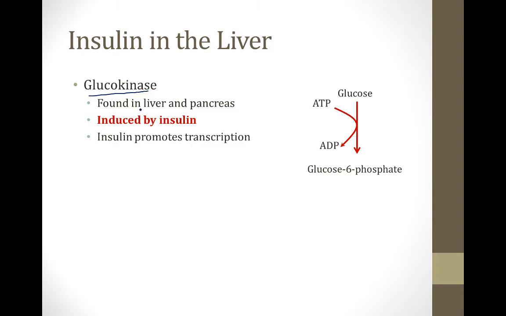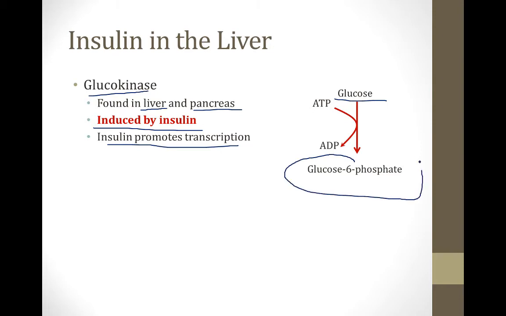Glucokinase is an enzyme found in the liver and in the pancreas. Its function is induced by insulin. Insulin can promote its transcription. The purpose of glucokinase is to phosphorylate glucose so that it becomes glucose 6-phosphate and is locked inside of liver and pancreas cells so that it can undergo further metabolism.